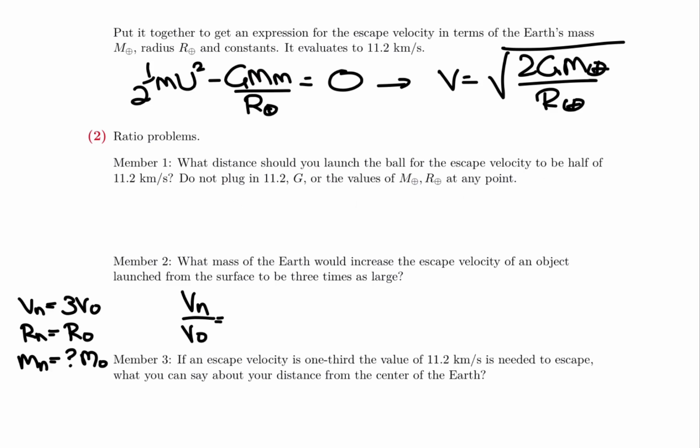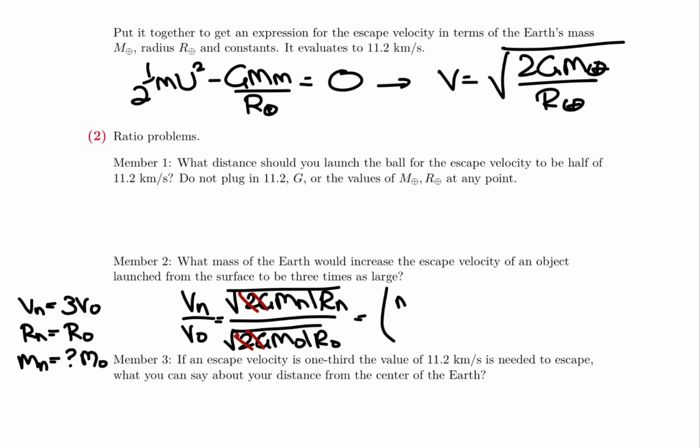And again, I could start just by plugging in the equations themselves, not worrying about numbers, not worrying about relationships between these variables. In this case, the 2's and the G's cancel. And it looks like I'm left with the new mass divided by the old mass to the 1/2 power. And then since I have a fraction of fractions, this becomes the old radius over the new radius to the 1/2 power.